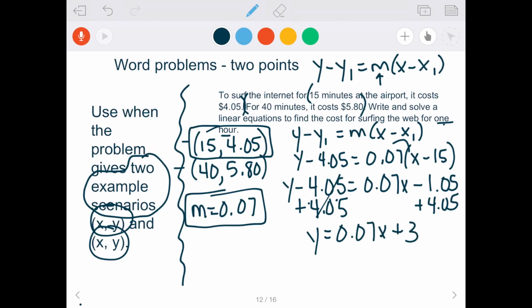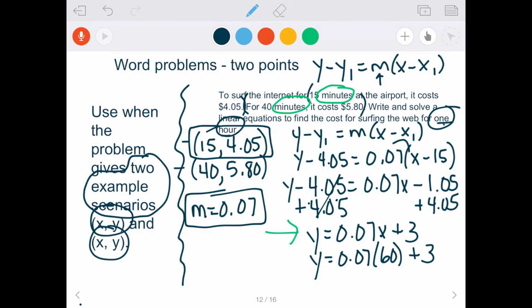Now that I have this, I can substitute my 1 hour. But here's the thing. When I was doing all these calculations, I wasn't talking about hours. I was talking about minutes. So this formula is good for minutes. So we're going to need to change our hour to minutes. So 0.07 times 60. All right, not times 1. And let's see what that is. Times 60 is 4.2 plus 3. That gives us 7.2, which is $7.20.